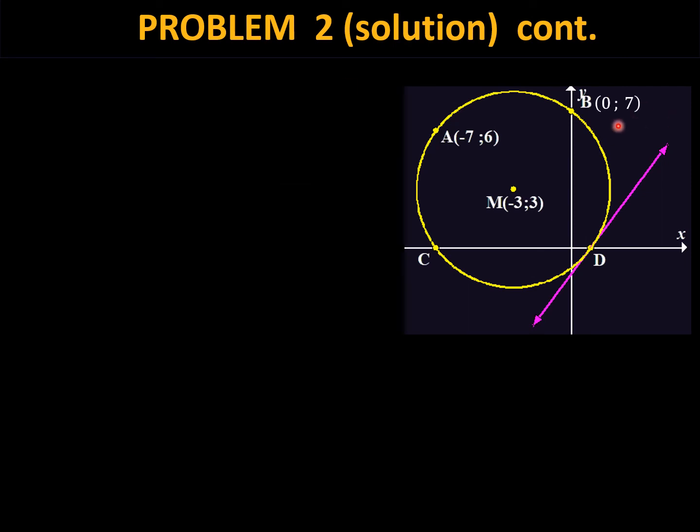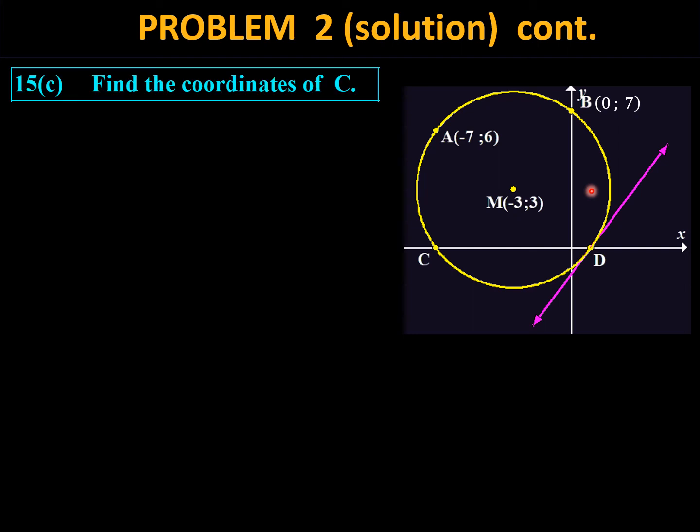And let's insert the 0 and the 7 from the previous question in case we need it. Find coordinates of C. What do we say? Where is C? That's right. C is on the x-axis, and if it's on the x-axis, the y-coordinate is 0.